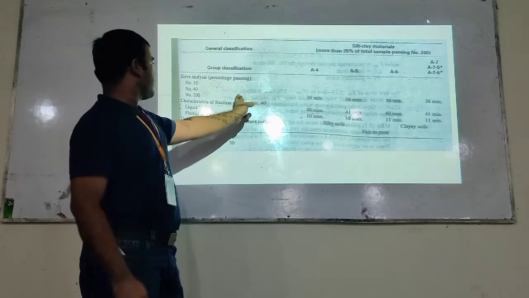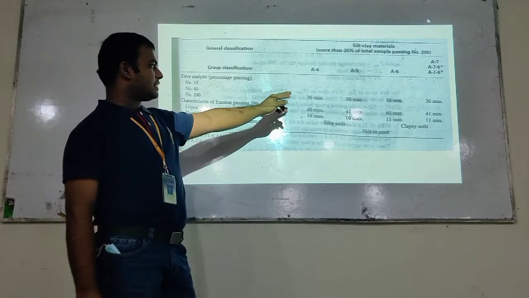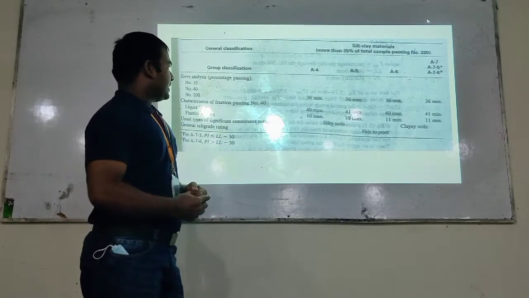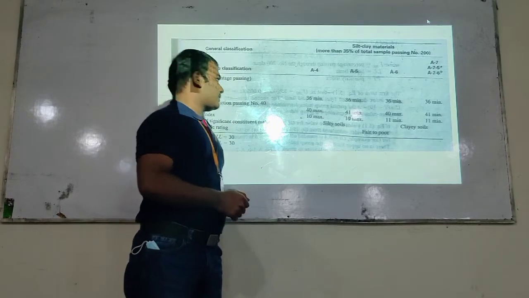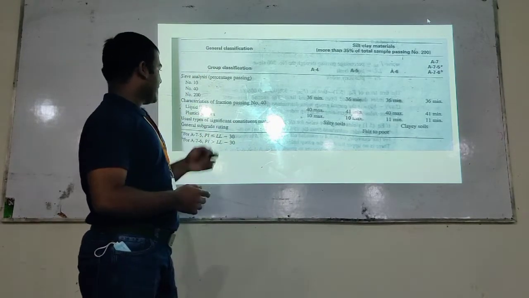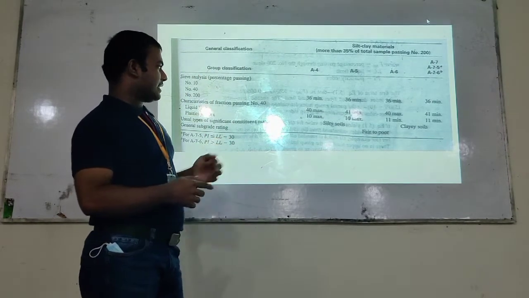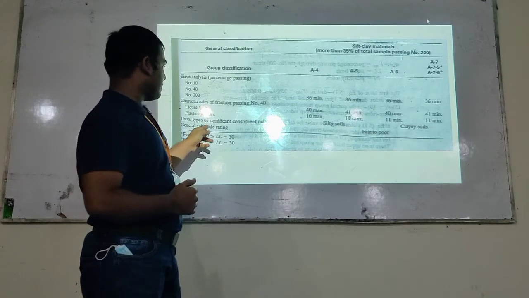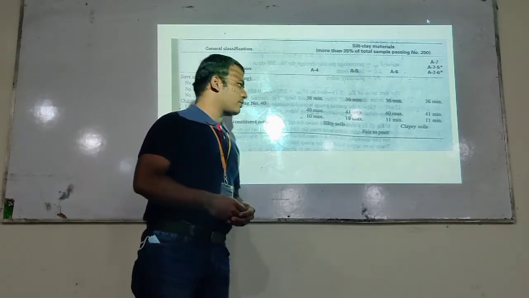Here the number 200 sieve: all of the soils pass minimum 36%, and their liquid limit and plasticity index are similar to the previous slide. Their general subgrade rating is fair to poor. That's all.